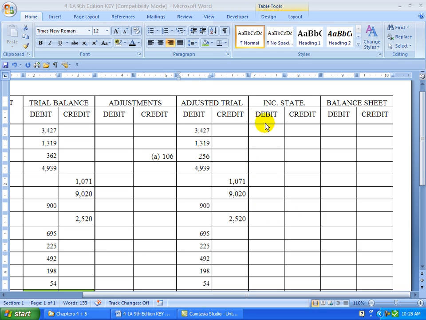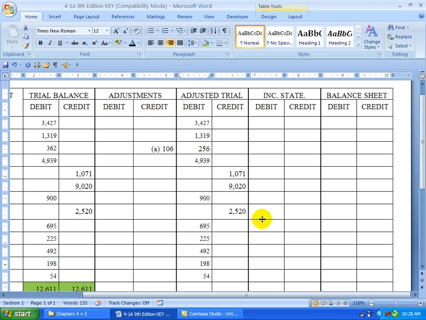I'm going to continue on now. The next section is the income statement section. All that will go into this section will be expenses in the debit column and your revenue in the credit column. So the first thing that we're going to bring over will be this revenue.